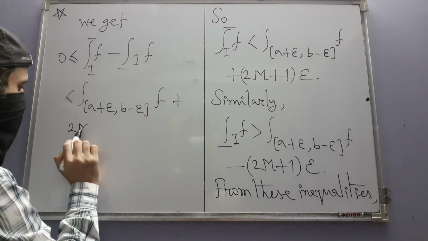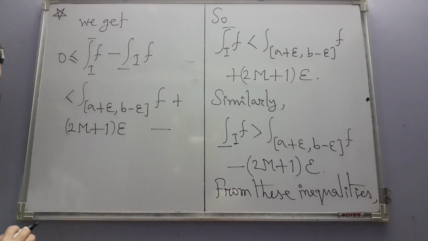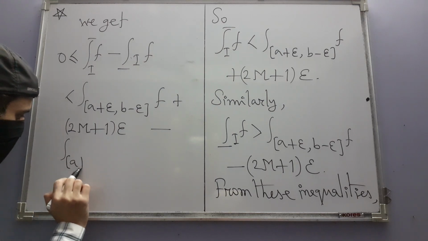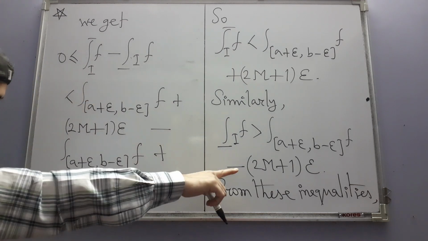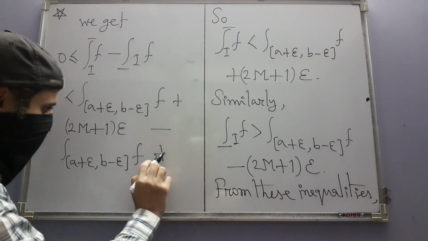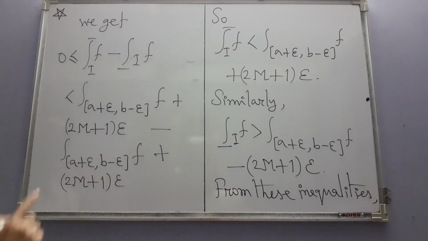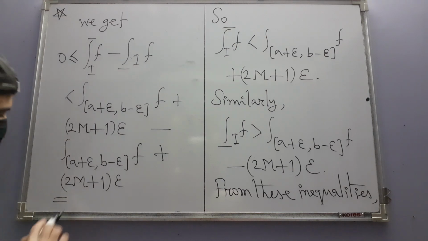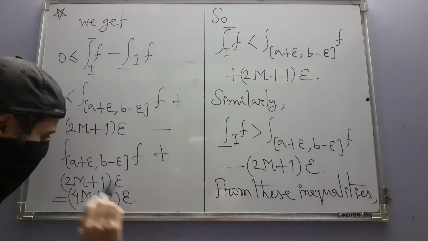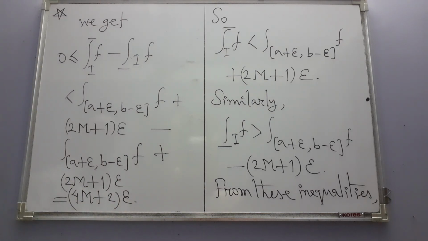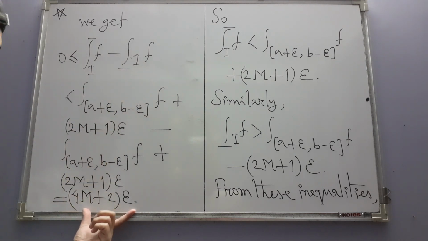Plus 2m plus 1 times epsilon, minus, because that was already minus and we are subtracting, so this now becomes plus 2m plus 1 times epsilon, and this quantity becomes equal to 4m plus 2 times epsilon. So you see that this non-negative real number has to be strictly less than this quantity.